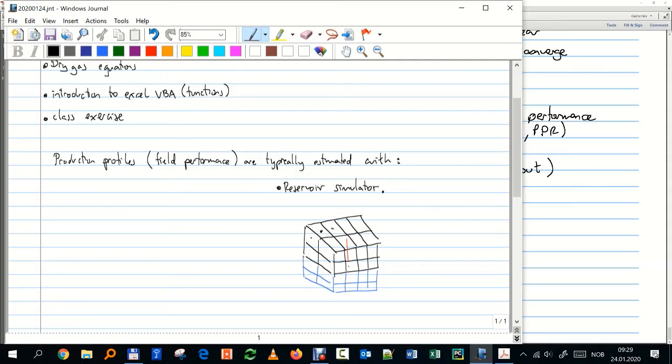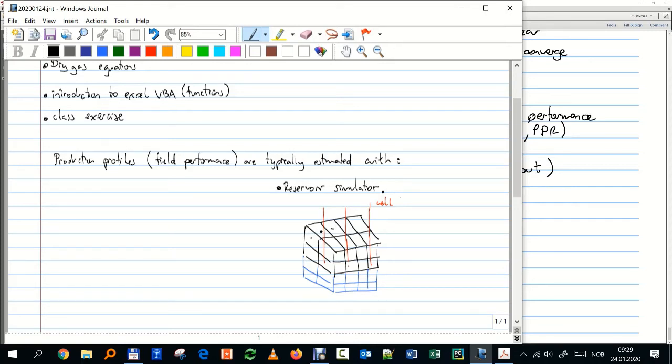So for those of you who are versed in reservoir simulation, what kind of conditions do you specify in these wells? If anyone had a course on reservoir simulation, what kind of condition do you specify on the well? Bottom hole pressure, and also flow rate. You specify basically two things.